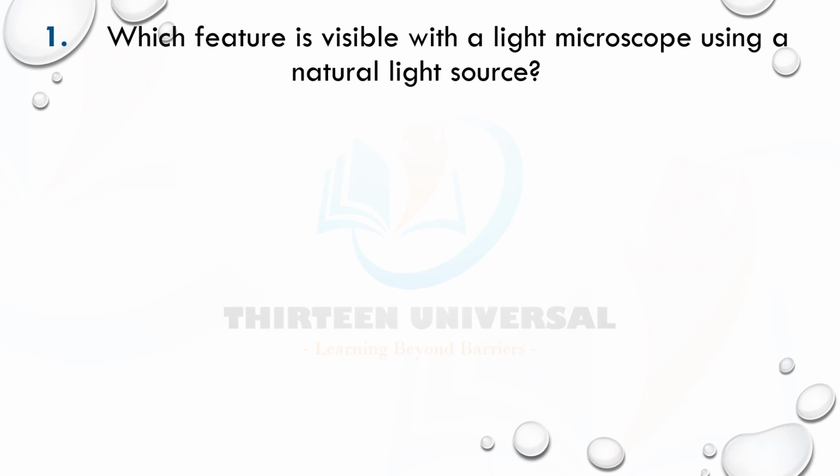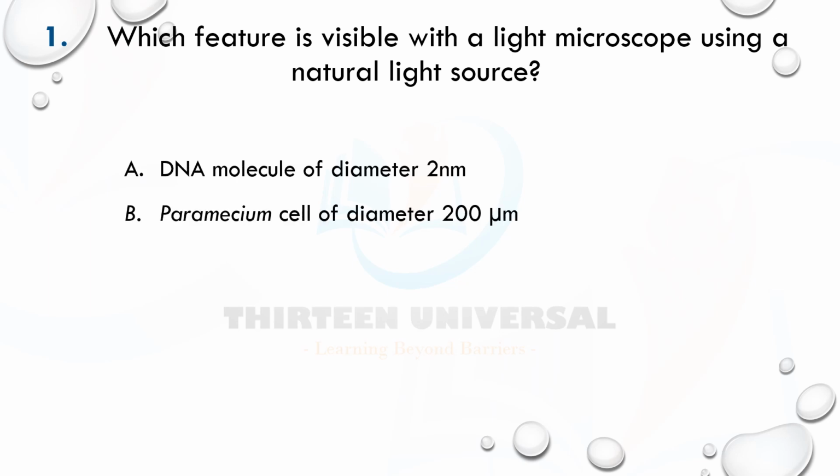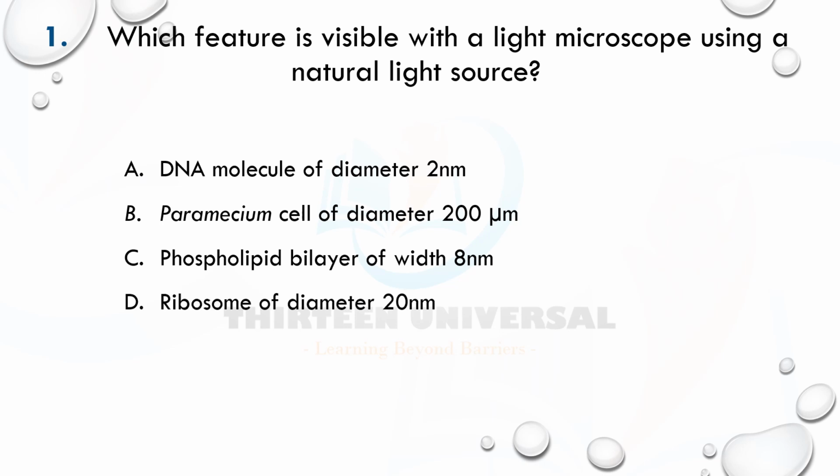Which feature is visible with a light microscope using a natural light source? A: DNA molecule of diameter 2 nanometers. B: Paramecium cell of diameter 200 micrometers. C: Phospholipid bilayer of width 8 nanometers. D: Ribosome of diameter 20 nanometers. Pause this video and check, and then solve the question. What is the answer?